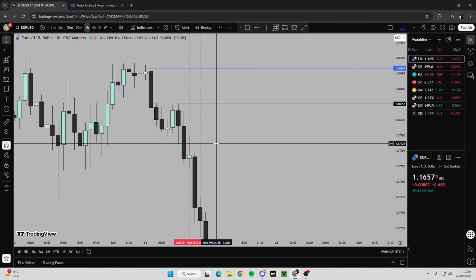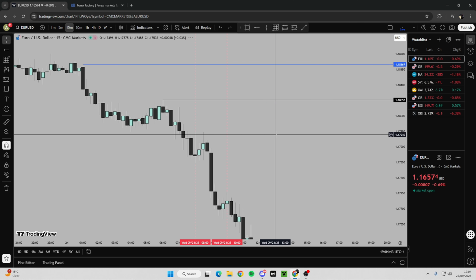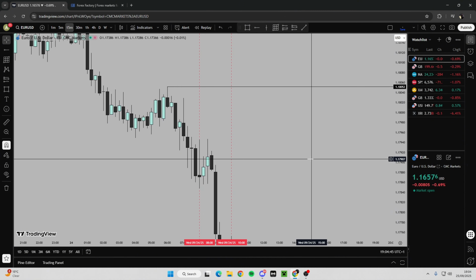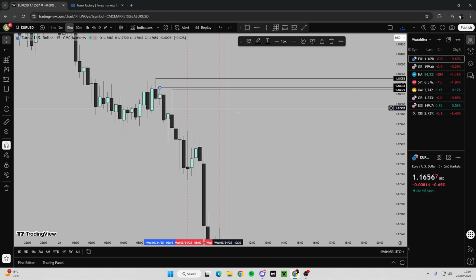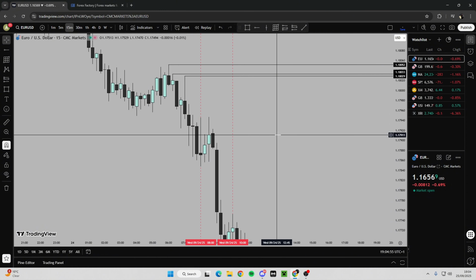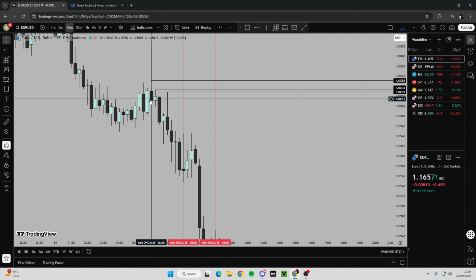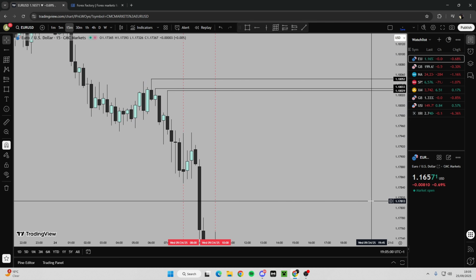Alright. Okay, now we go on to the 15-minute. On the 15-minute, what do we have? We have this high. We have this high. And yeah, that's about it. And the 15-minute is also in a downtrend. So when we do hit one of our key levels, we will be going on to the 1 minute.